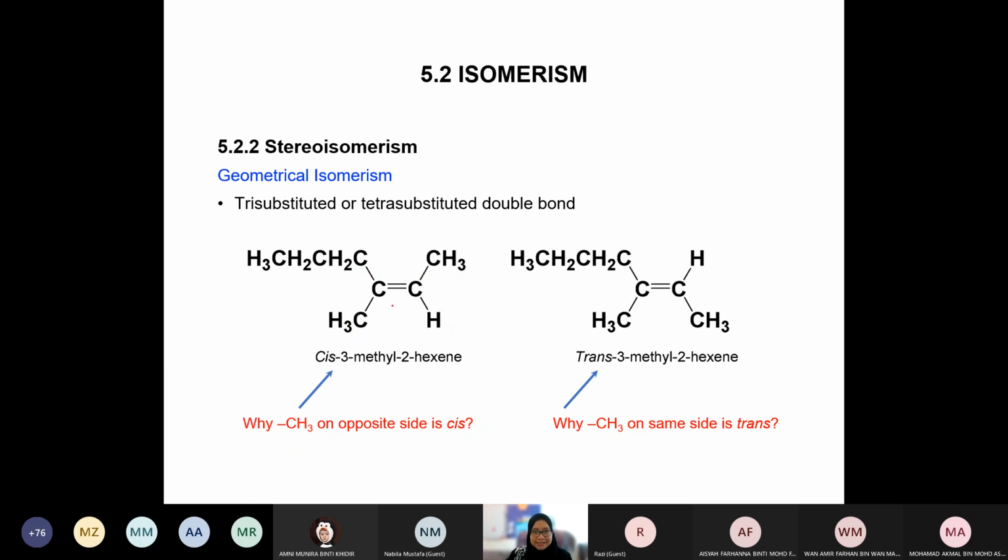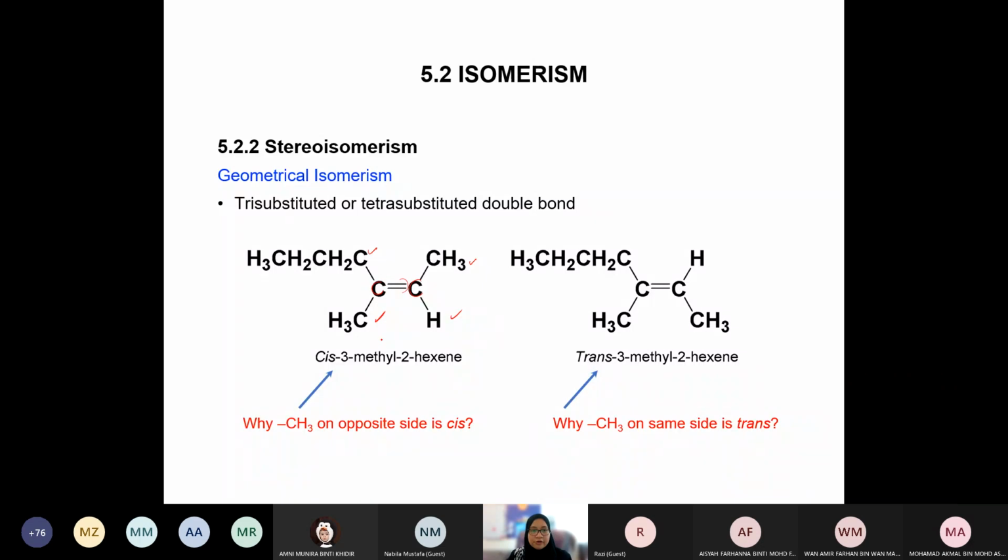So how are we going to assign whether this is cis or trans? As usual, you have to check first. Does it have geometrical isomerism? Once checked, yes, because it has a double bond. And then we check for each carbon. Each carbon must be attached to two different groups of atoms. So this is different, this is different. Same goes to this carbon. These two are different groups. Pass.